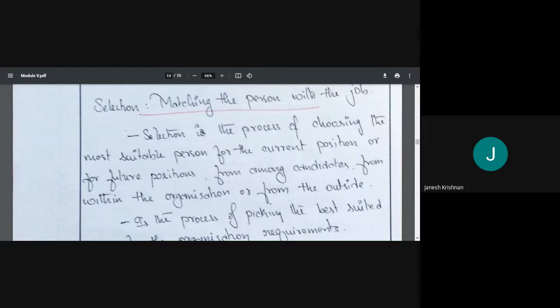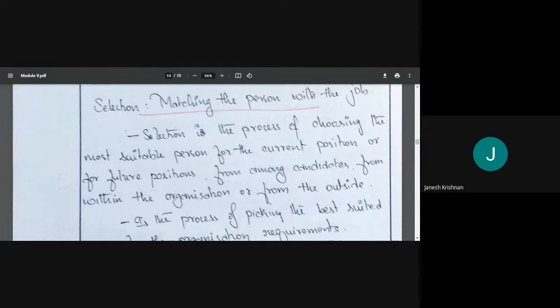Sometimes I am already having chefs in my restaurant. So I'll ask them, is anyone familiar with this Arabic cuisine? If yes is the case, then I can take him as the Arabic cuisine chef. I can release him from other works and give him that charge. So that is from within the organization. If nobody is there, then I have to take someone from the outside. So selection is the process of choosing the most suitable person for the current position or for future positions from among the candidates from within the organization or from outside.